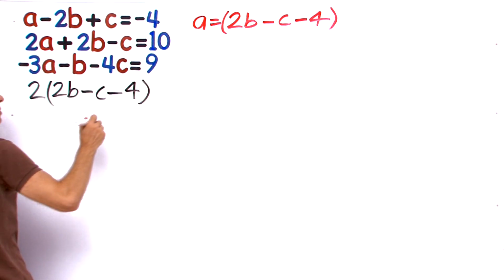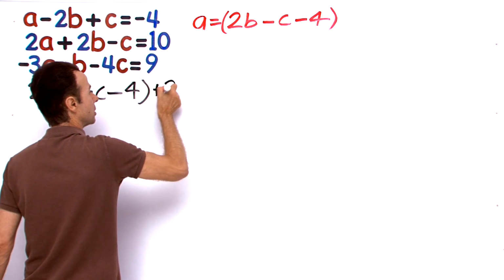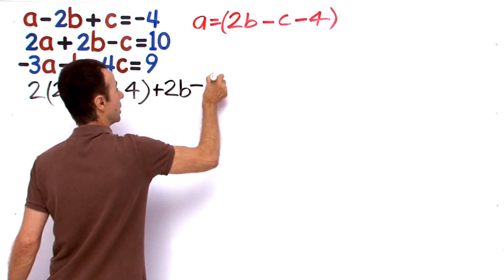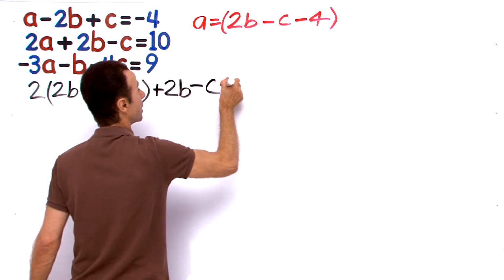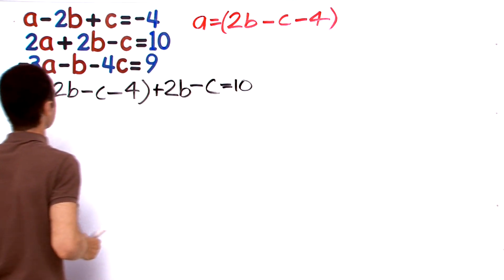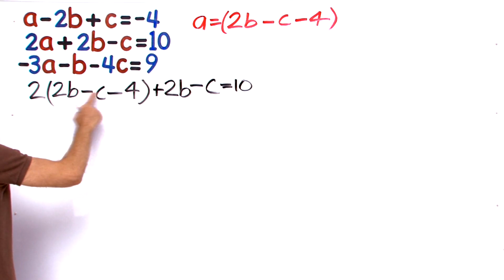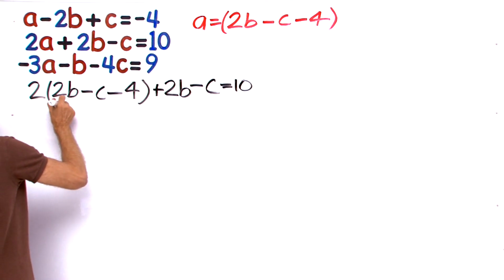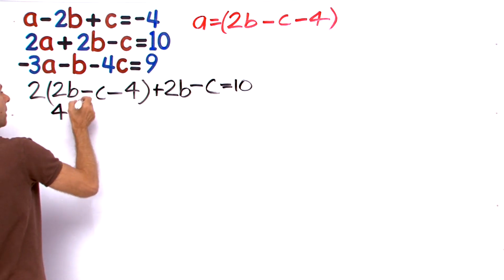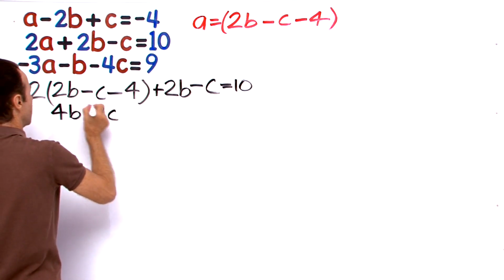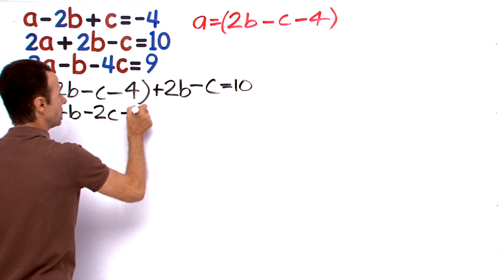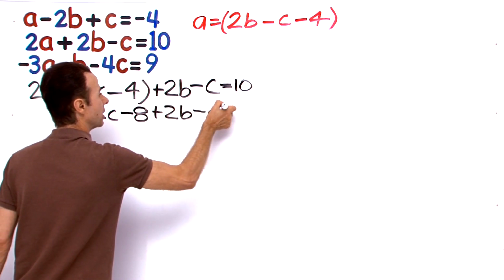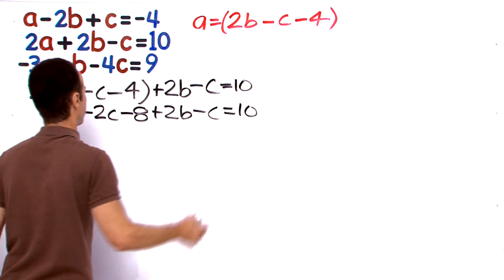And we've got a plus 2B. And we have a minus C. And that equals 10. Okay. Let's expand this part here. Expand and distribute. So it's 2 times 2, which is 4B. 4B. Minus 2C minus 8 plus 2B minus C equals 10.